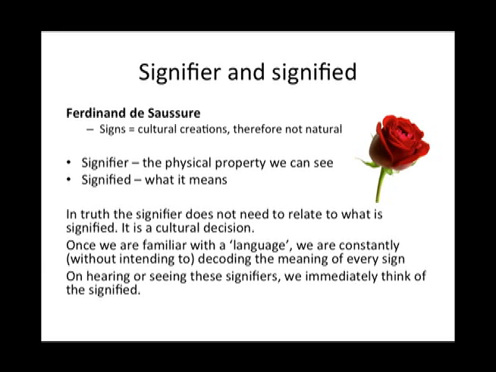Ferdinand de Saussure said that signs were cultural creations and therefore not natural. These signs are made up of the signifier and the signified. The signifier is the physical property we can see, for example this red rose. The signified is about the meaning it creates. In this case, it would mean passion or love. In truth, the signified does not need to relate to what is signified. It is a cultural decision.